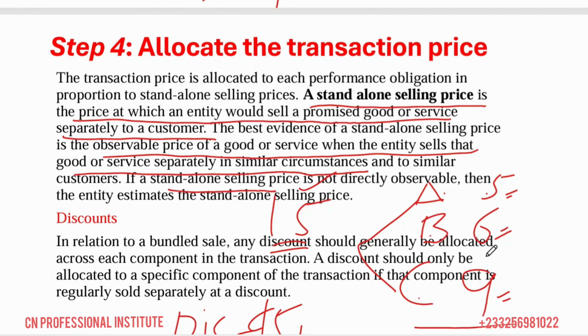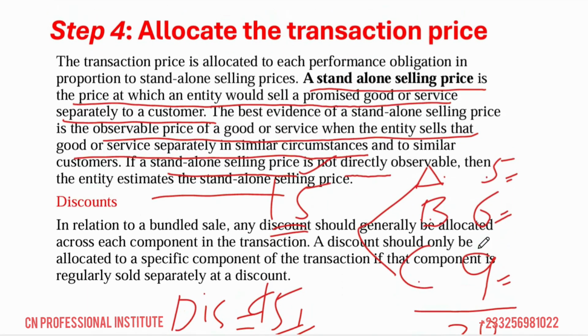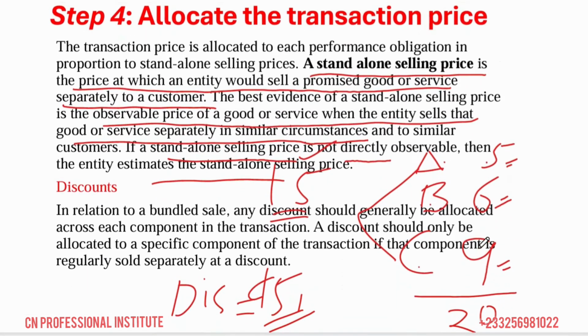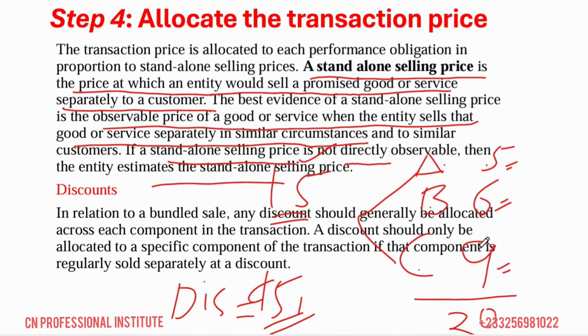If the standalone selling price is not directly observable, then the entity must estimate the standalone selling price. So they are saying that the standalone selling price is normally the price at which you sell your product. If you cannot observe it, you have to estimate. Just use an estimation for the standalone selling prices. So we should know what standalone selling price is. This is the basis on which we should allocate the transaction price to the separate performance obligations.